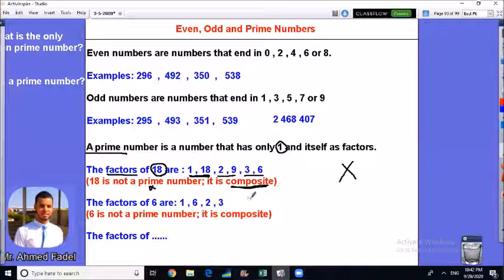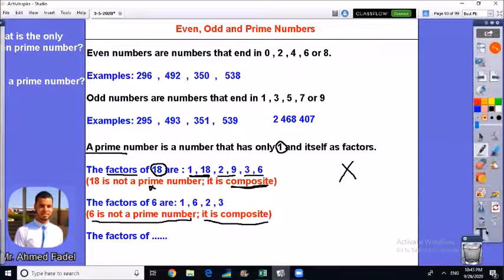All right, let's have a look at another example that might make it simpler for those who do not remember this lesson very well. The factors of 6 are, it means what are all the numbers that if you multiply by each other are going to give you 6. The factors of 6 are, of course, 1 and 6, and we also have 2 and 3. Because it's not only 1 and 6, 6 is not a prime number. It is a composite number.